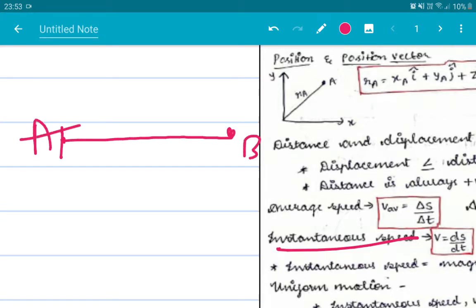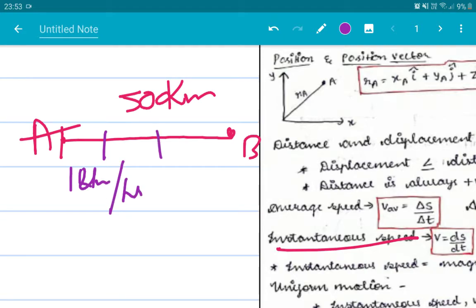A to B it moved. This is approximately 50 kilometers. In the 50-kilometer journey, the car up to this point moved with 10 kilometers per hour. Up to here, it moved with 30 km per hour. From here to here, it moved with 40 km per hour.